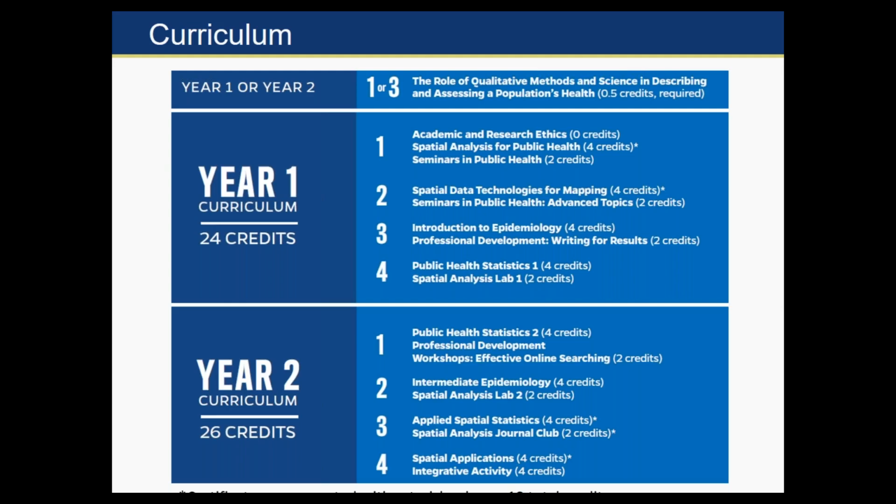We have four primary spatial classes that we teach, and you get two of those classes in year one: spatial analysis for public health in term one and spatial data technologies for mapping in term two. Then in year two, in terms three and four down there at the bottom, we introduce applied spatial statistics and spatial applications. Those four courses run you through what I referenced before, that spatial science paradigm: spatial data, GIS, and spatial statistics. So those are the four core courses in spatial analysis.